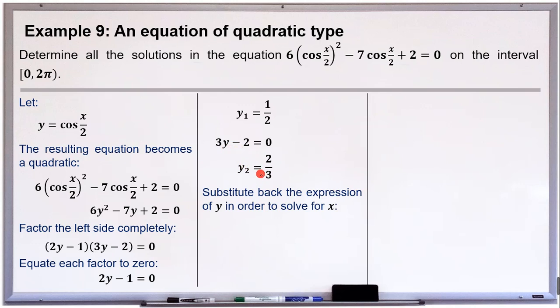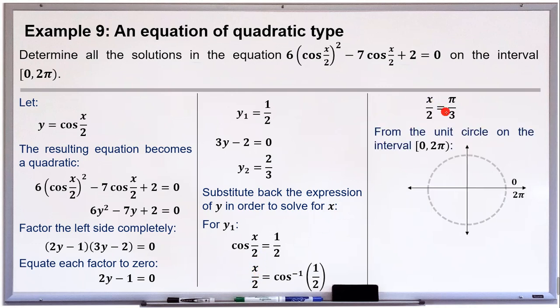Next, we substitute back the expression of y in order to solve for x. Earlier, we let y equal cosine of x over 2. Starting with y1, we have cosine of x over 2 equals 1 half. So x over 2 is the arc cosine of 1 half, which gives us x over 2 equals pi over 3. We know that there are lots of angles that will give us this cosine. If we refer to our unit circle, we have two spots that will give us a positive cosine of 1 half.